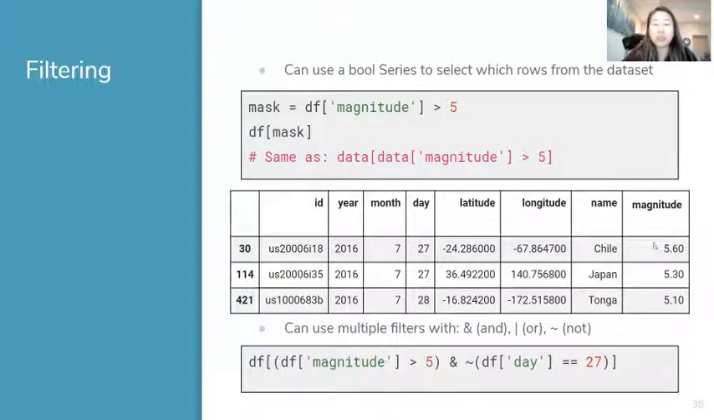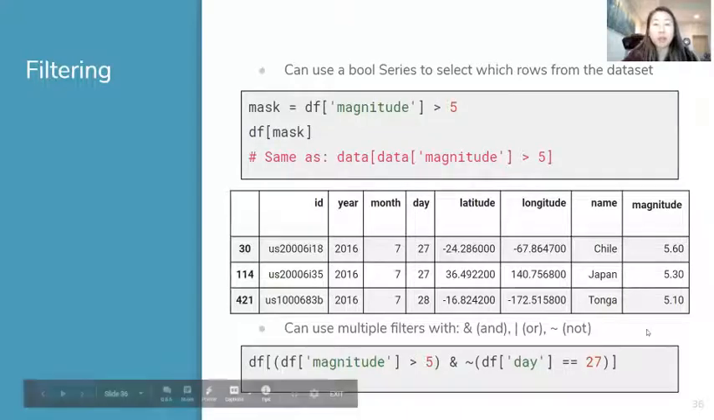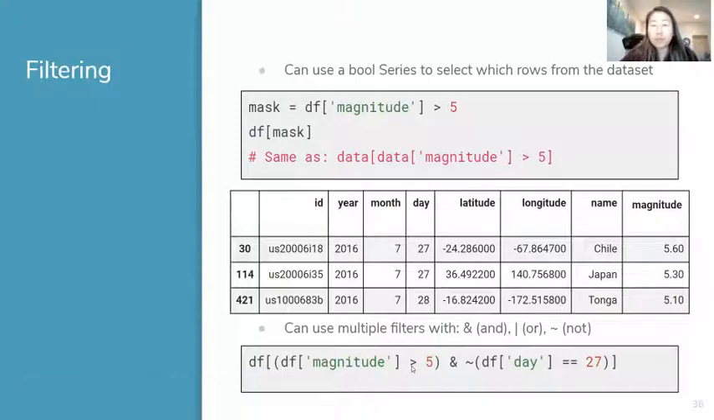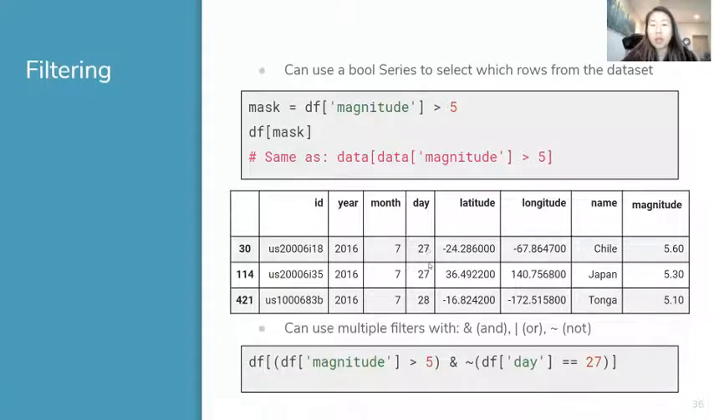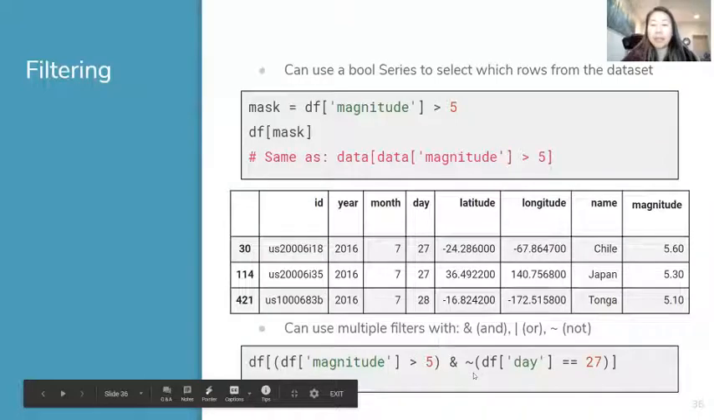So it will filter the data frame to only contain magnitudes that are greater than 5. We could also use multiple filters with and, or, and not. For example, here we have a mask for magnitude greater than 5, and also a not symbol for a day that is equal to 27. So it will make sure that the data frame does not have any days equal to 27.